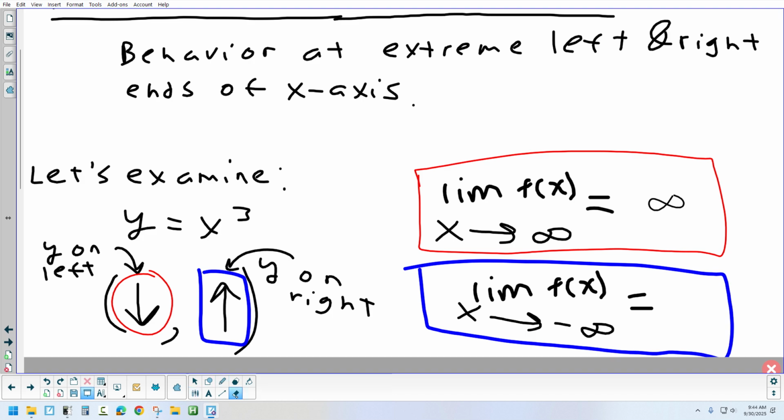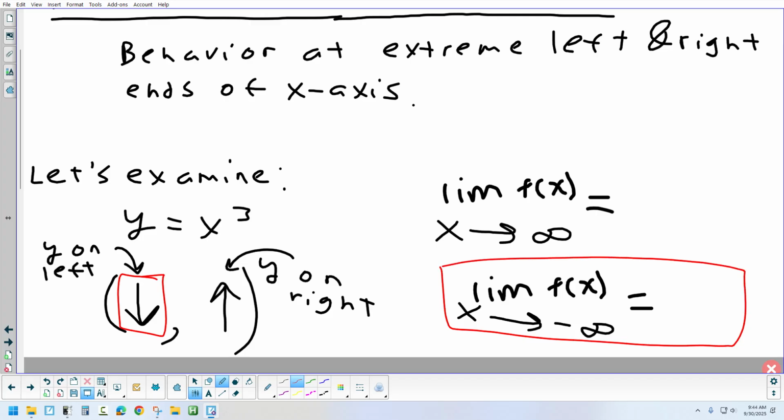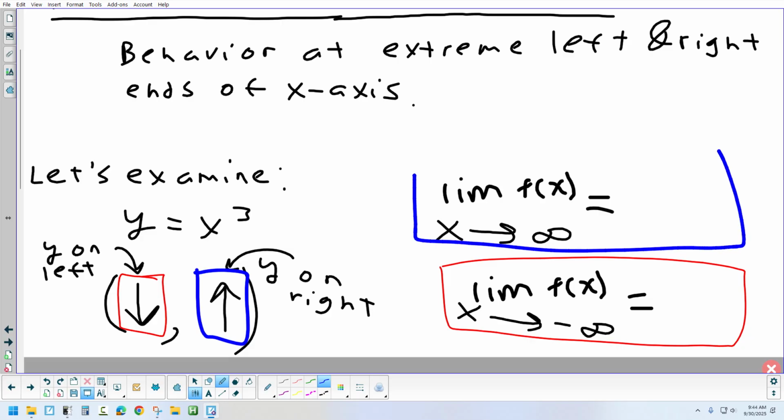Whoops, I did that one. Sorry. Let me fix my colors. But you were right. This is the one on the left. That's the negative infinity. This is the one on the right. The right is towards positive infinity. So as x heads to the right, the y value heads up forever.